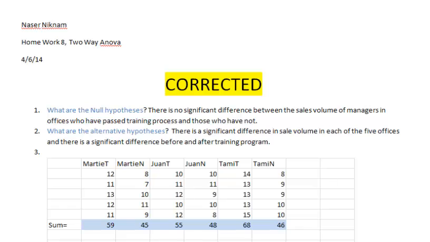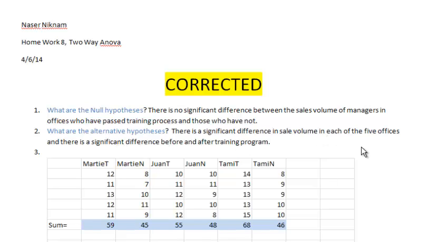So I'm looking over your homework real quick. And here's the two-way ANOVA by hand. So what are the null hypotheses? No significant difference between the sales volume between managers and/or the training process, right? The null always states that training doesn't matter, the different manager doesn't matter, and the null always states that there's no difference between anything. Okay, so you got that part right. The alternative hypothesis is there is a difference somewhere.